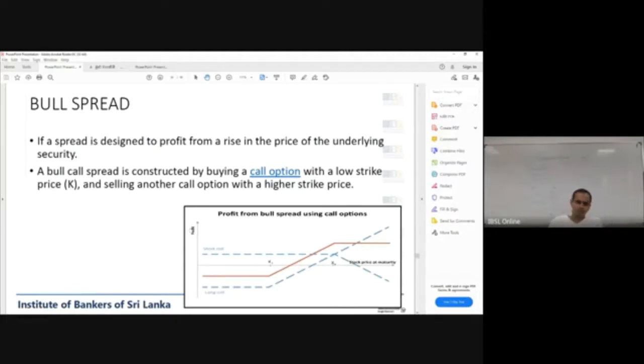Here, you buy a call option at a lower strike, and you sell a call option at a higher strike. I'll repeat: you buy a call option at a low strike, and you sell the call option at a higher strike. That is called the bull spread. The bull call spread is constructed by buying a call option with a low strike and selling another call option with a higher strike. So if the market goes up, you make money, but not beyond the short call strike.